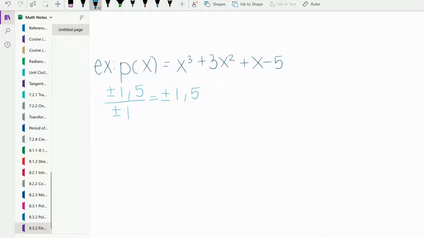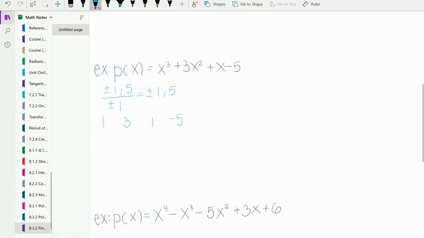So I'm going to go ahead and write out the coefficients. So we have 1, 3, 1, negative 5. So when we do that, we then would write our 1 as the multiplier, and then we're going to go ahead and start. So I bring down the 1 and we get 1. 1 times 1 is 1. 3 plus 1 is 4. 1 times 4 is 4. 1 plus 4 is 5. 1 times 5 is 5, and we get 0.